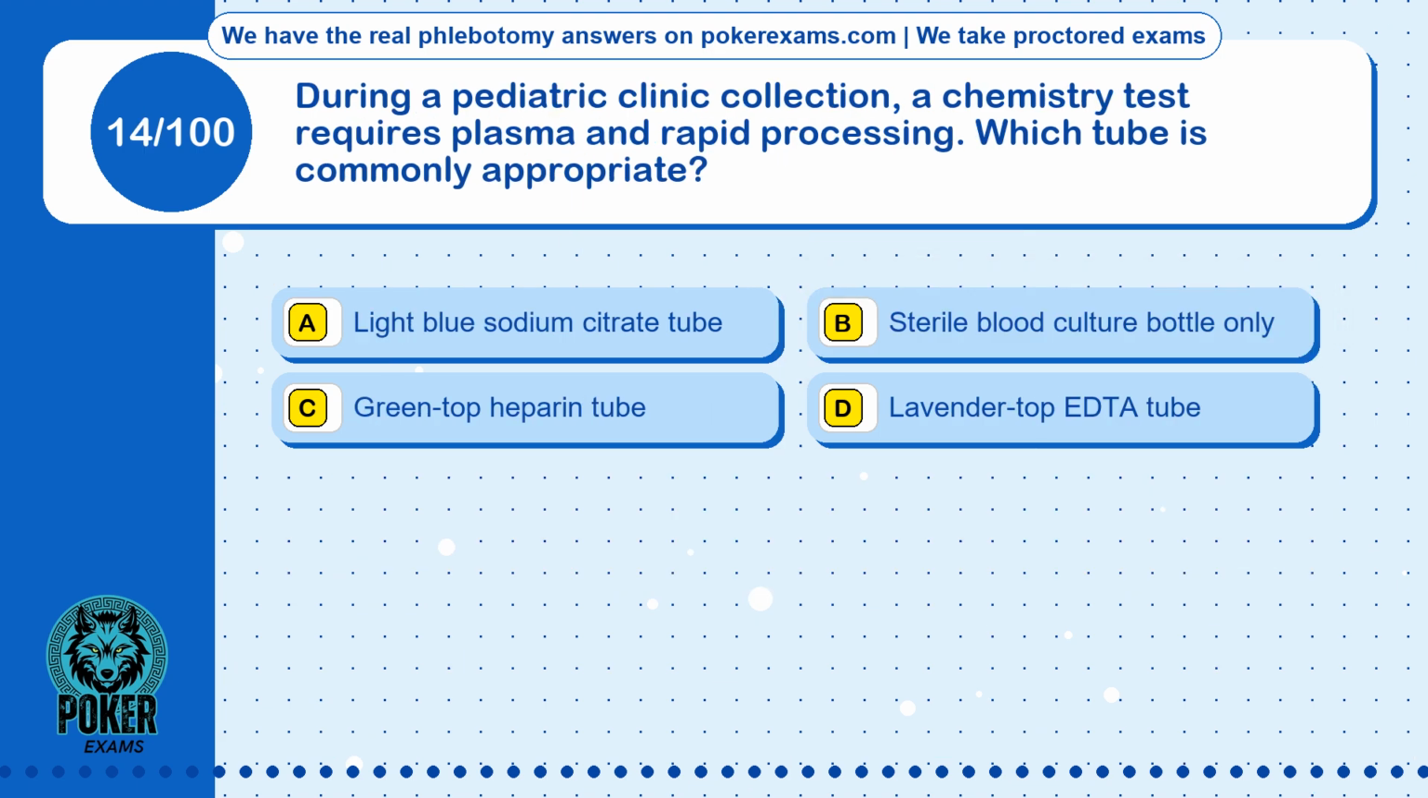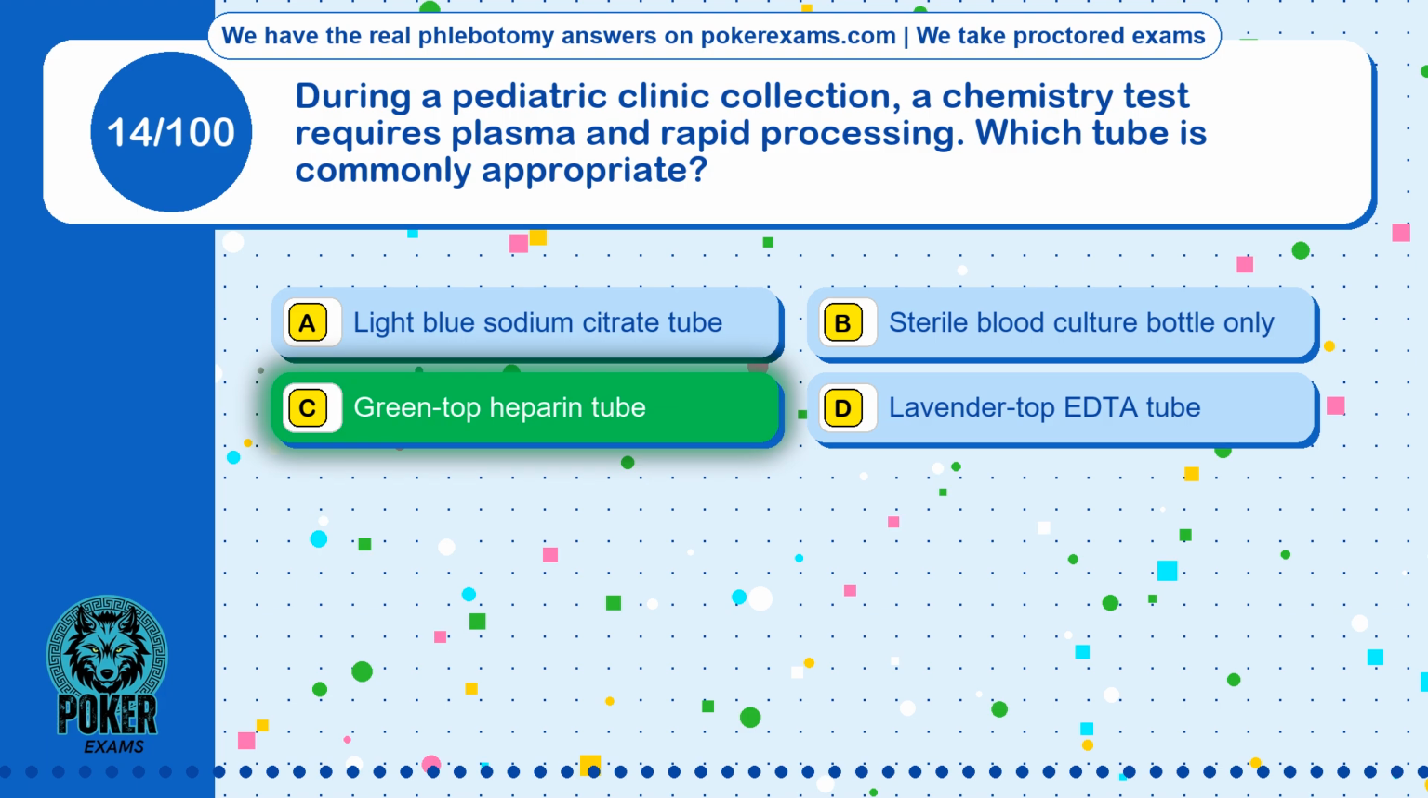Question 14. During a pediatric clinic collection, a chemistry test requires plasma and rapid processing. Which tube is commonly appropriate? Option A, light blue sodium citrate tube. Option B, sterile blood culture bottle only. Option C, green top heparin tube. Option D, lavender top EDTA tube.